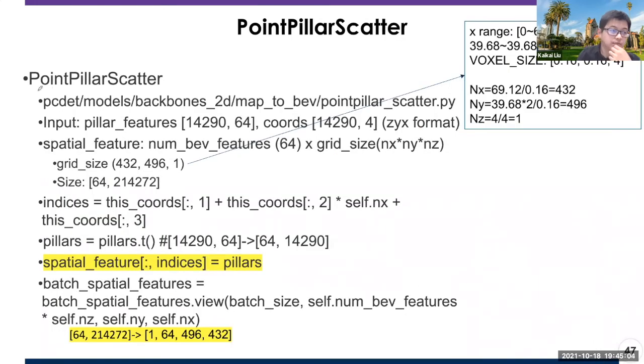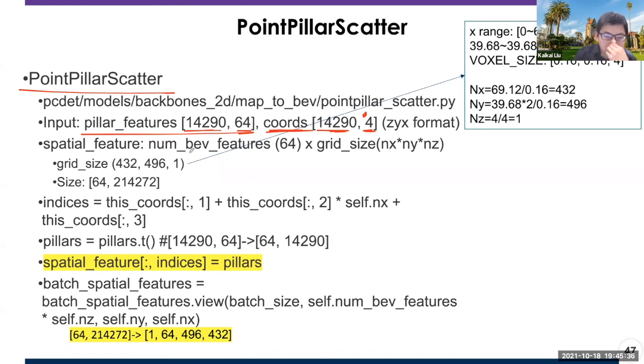So we have this pillar scatter back. The input is the pillar feature. This is the number of pillars and 64 as the channel. We also have the original coordinates for the pillars, also the number of pillars and the Z, Y, X format, and they have 0 in the front. That's why they have the 4. Now this is every pillar's original coordinate, and that's why we pass it in.